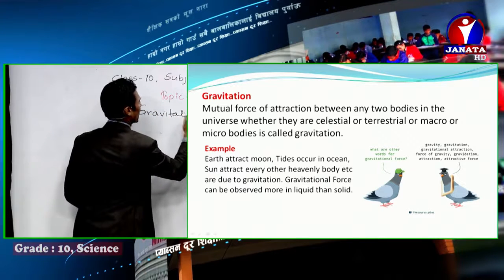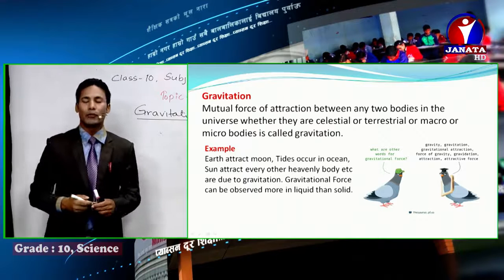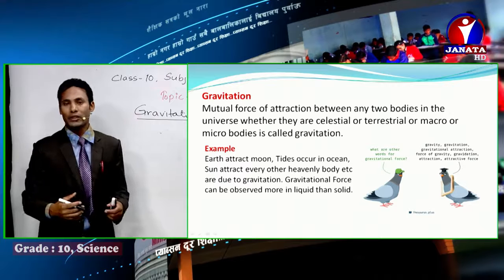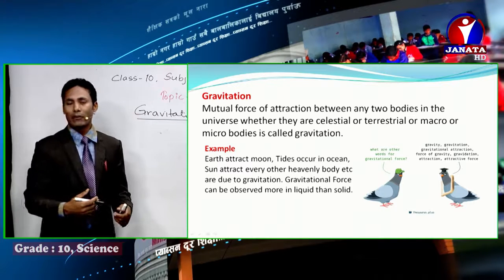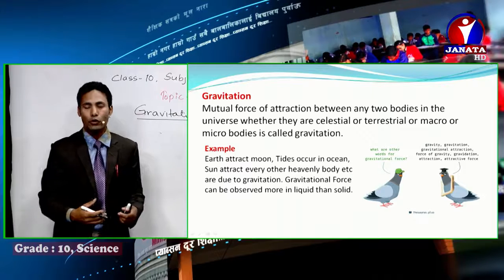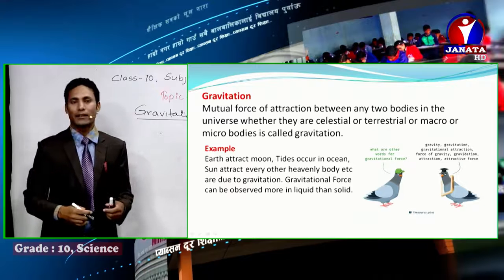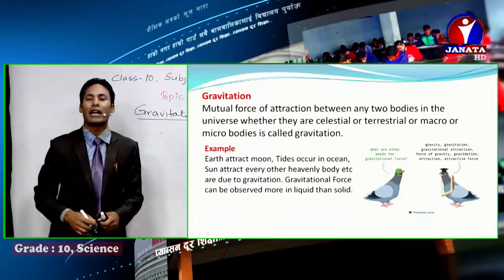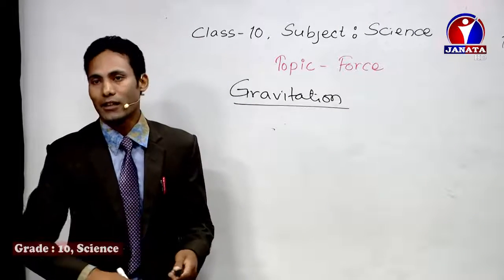Gravitation is the mutual force of attraction between two objects found in the universe. That may be a very huge object, which is called a celestial body, or a smaller object, even a microscopic object. So the force of attraction between two objects found in the universe is simply called gravitation or gravitational force. Being a force, the unit is the same as the Newton.